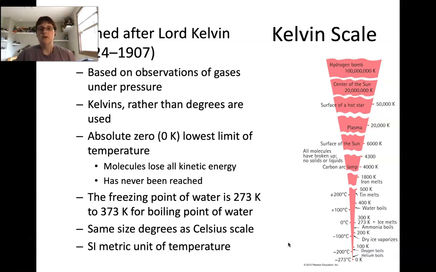This is the metric unit, and there's no upper limit to the Kelvin scale. So as you can see, we've been able to measure the hydrogen bomb at an insane number of kelvins. There could be upper temperatures than that. So that's why we have the Kelvin scale.